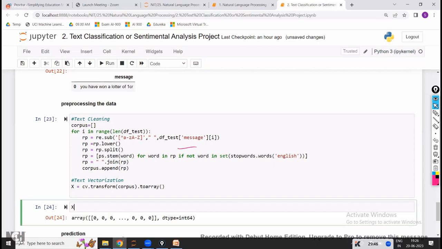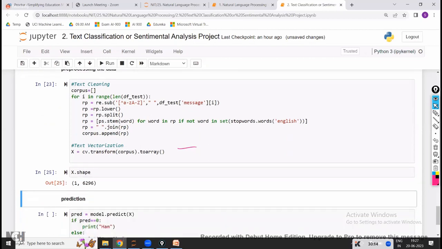What is the shape of this one? Can anyone tell me what is the shape? With respect to 2D, two-dimensional, one row, how many columns? Columns are 6,296. Columns will be fixed. If that word is available, it is 1. If it is not available, it is 0. Columns are already fixed at 6,296. It is not going to change. If I ask for the shape, it is one row with 6,296 columns.